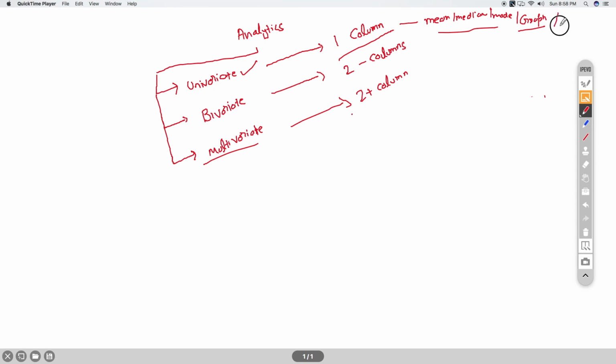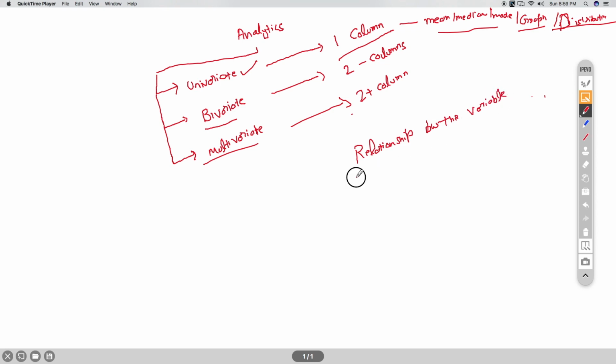You can understand whether the data is normally distributed or not, so you can check the distribution of the data as well. You can do multiple things with the data to understand what these individual columns are all about. When we have bivariate analytics, then there comes the relationship between the variables.